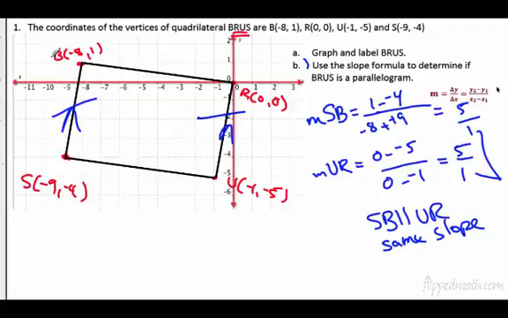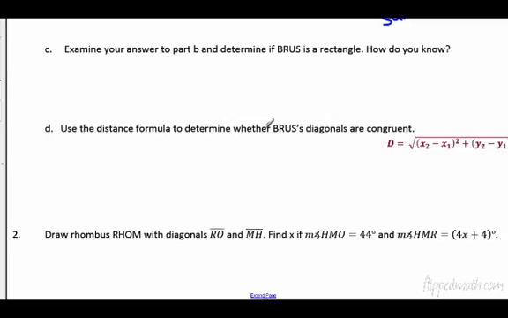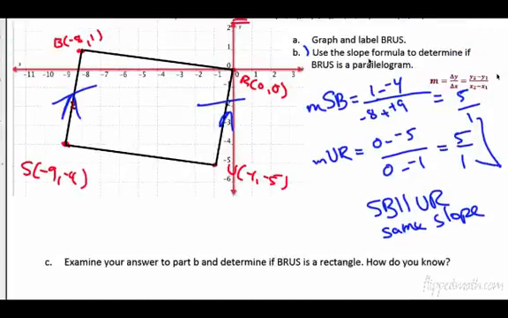Next part of the question. They could ask you to examine your answer to part B to determine if it's a rectangle. How would you know? Well, look, a rectangle needs a right angle. Is this a right angle? I don't know. Look at this line segment, the slope of it. We already know that. We just figured that out to be 5.